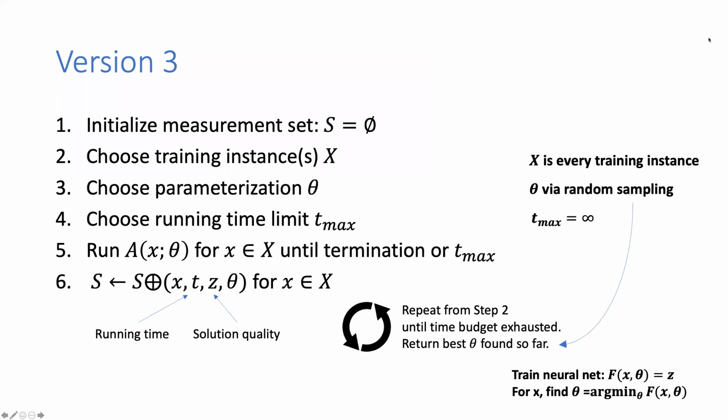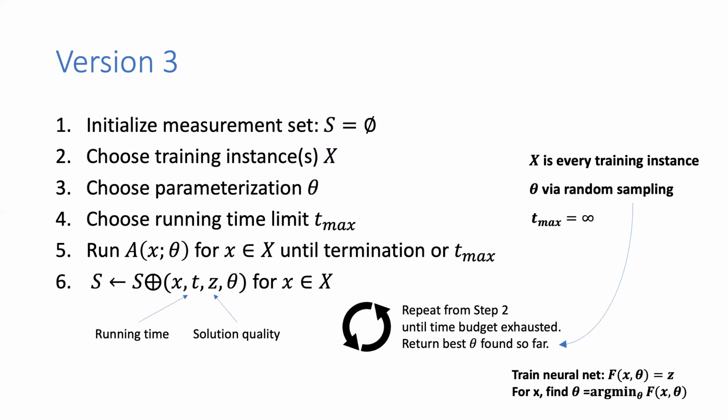Version 3. Again, we're going to do every X as every training instance. We're not going to do anything smarter than that in the first lecture. We're going to choose theta via random sampling, and we're going to set Tmax to some arbitrary large number. We're not going to do anything smarter than that in this lecture. And now I want to focus a little bit in version 3 on this last point, which is return the best theta found so far.